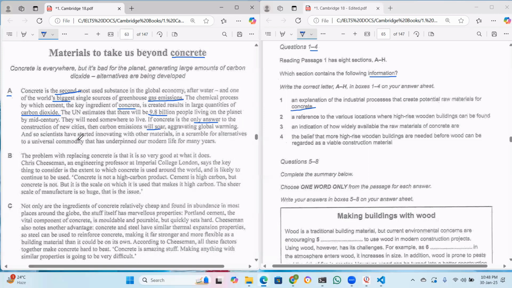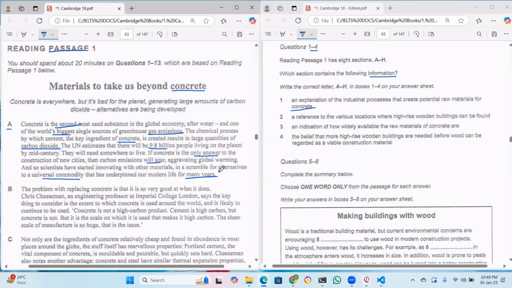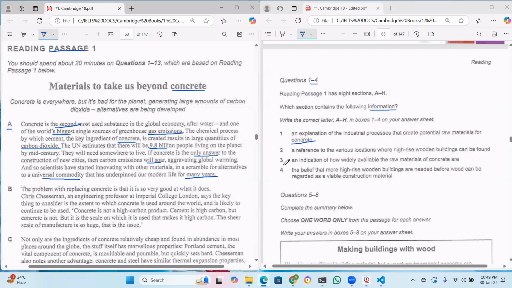And so scientists have started innovating with other materials in a scramble for alternatives to a universal commodity that has underpinned our modern life for many years. So in this paragraph, he's talking about concrete and its impact on greenhouse gases, how it is contributing to global warming, all these things. Now let's read the question.